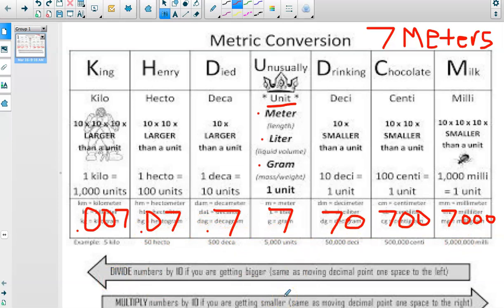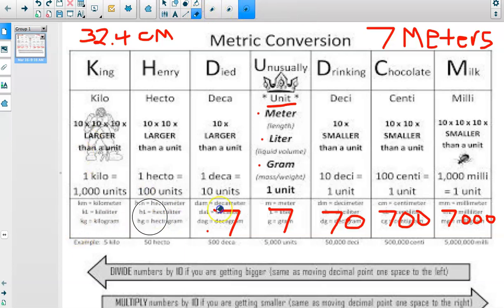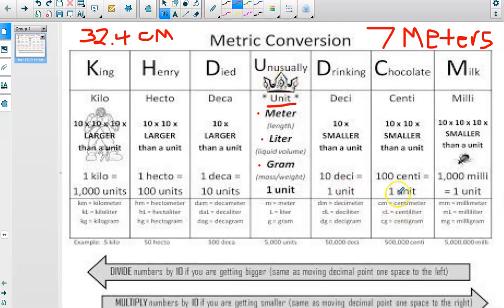So you're going to eventually have to have this saying, King Henry died unusually drinking chocolate milk, memorized. And then if they say it's 32.4 centimeters, and we'll actually do this, 32.4 centimeters, or centigrams. So we have 32.4 centimeters. I'm going to mark this down right here because that's the appropriate place. And now I'm going to move it to the right. So you move the decimal 1 to the right, and this would become 324.